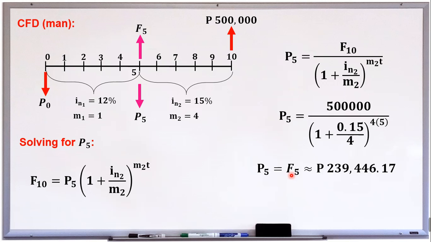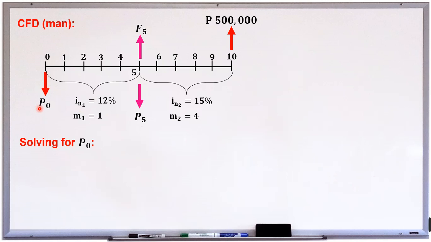Next is we're going to use this information to solve for the present worth in year 0. So solving for P0, again, we're going to use the same equation.